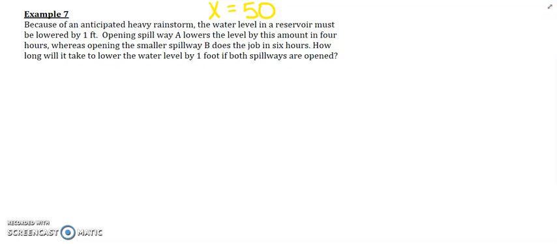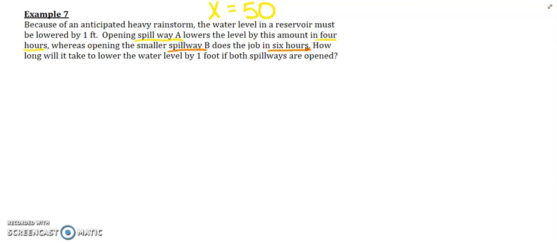Example 7. Because of an anticipated heavy rainstorm, the water level in a reservoir must be lowered by 1 foot. Opening spillway A, so we have two different things going here. A lowers the level by this amount in 4 hours, whereas B does the job in 6 hours. How long will it take to lower the water level by 1 foot if both spillways are open?